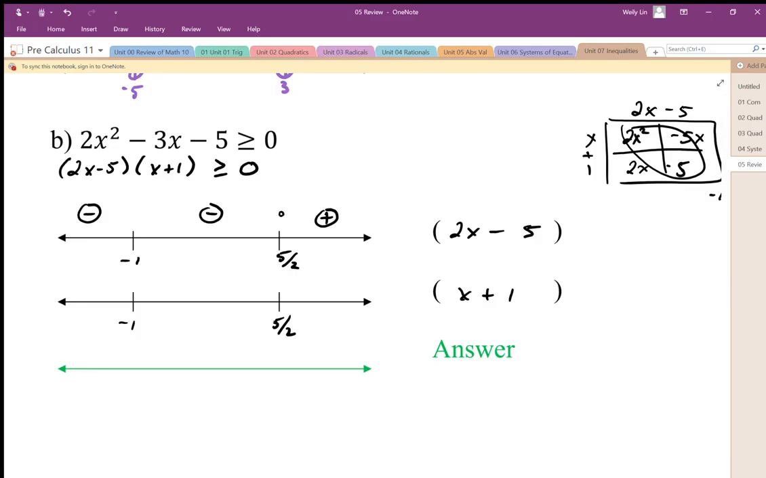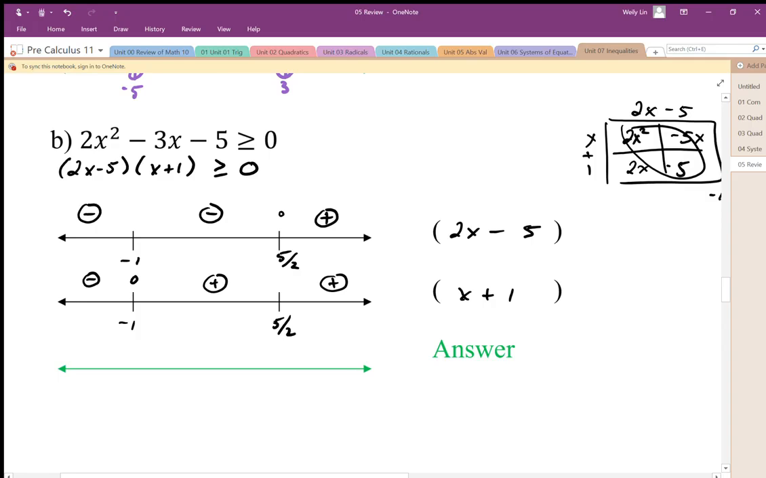And I do the same thing here. Now, really, again, the key is the 0. So if I just mark my 0 there, there's my 0. Okay, and then on the right-hand side, when x is 0, I have positive, so I know it's positive on this side. And if I plug in numbers less than negative 1, I'm going to get negative.